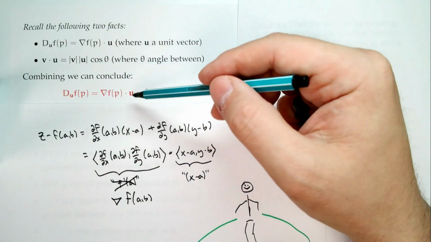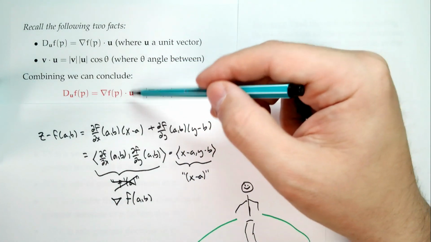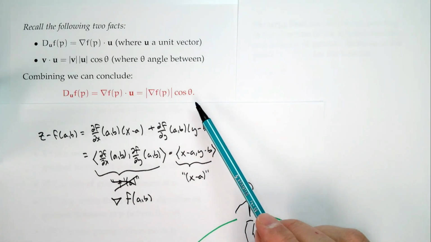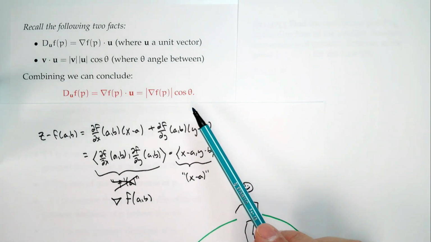Now you might say, whoa, wait a second. What happened to u? Well, u is a unit vector. The length of a unit vector is 1. And therefore, it disappeared. All right. Well, how does that help us? We know something about cosine theta. Cosine theta is a nice function. So cosine theta is always between -1 and +1.